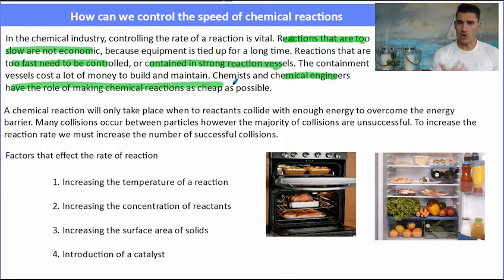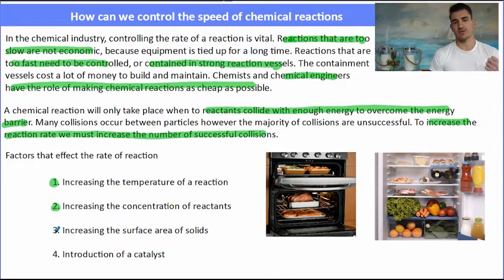A chemical reaction will only take place when reactants collide with enough energy to overcome the activation barrier, and many collisions that occur between reactant particles are unsuccessful. To increase the probability of a successful collision, we can do a number of things. We can increase the temperature, we can increase the concentration, increase the surface area, or introduce a catalyst.